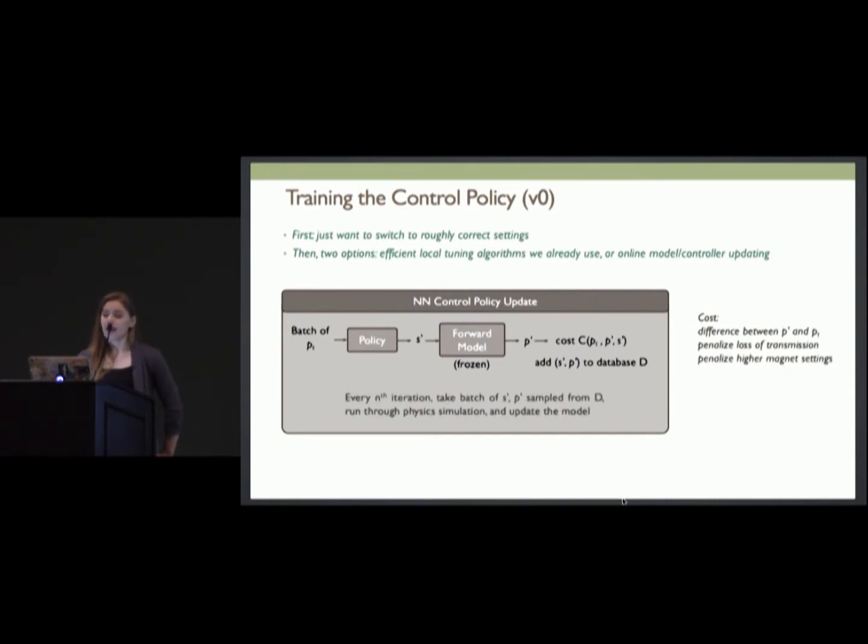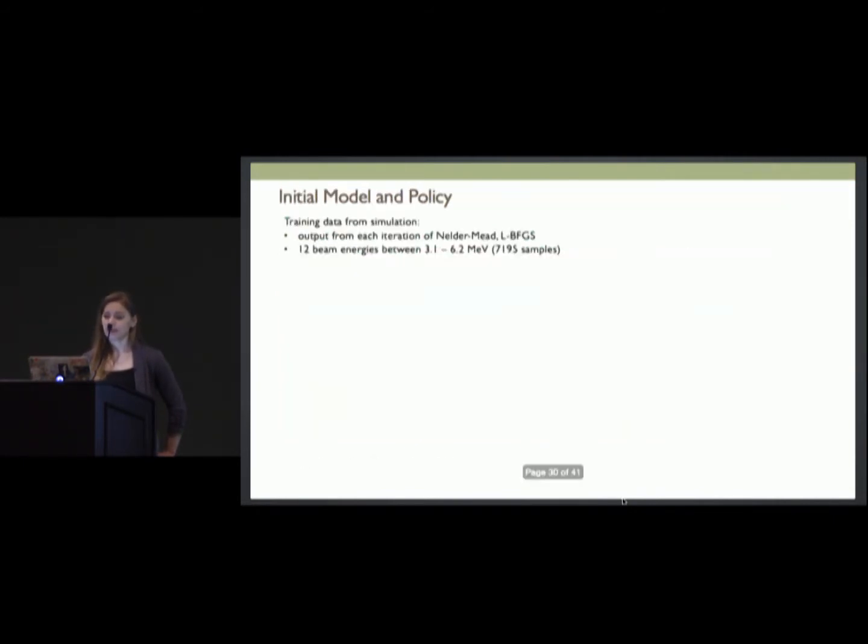And then for every nth iteration, because here we were dealing with a simulation, so it's expensive to get, you could update it at each iteration, but in this case, we just took a batch every once in a while of the predicted beam parameters and the settings that were coming out of the policy, and then used that to update the model every once in a while. And then we tested the policy directly on the simulation.